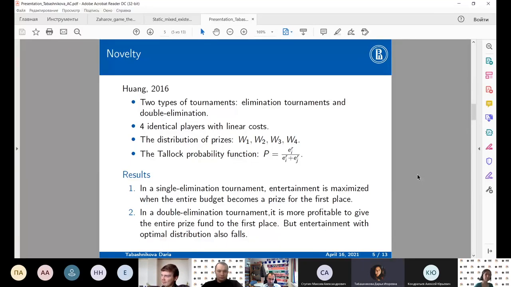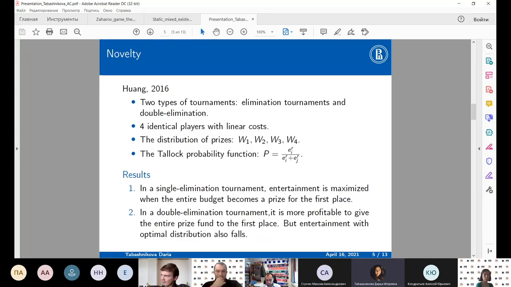One other paper developed by Huang is important because he was the first who focused on double elimination tournaments, but still he just worked with tournaments with 4 identical players. Some other assumptions which he made concern the distribution of prizes and the probability function.